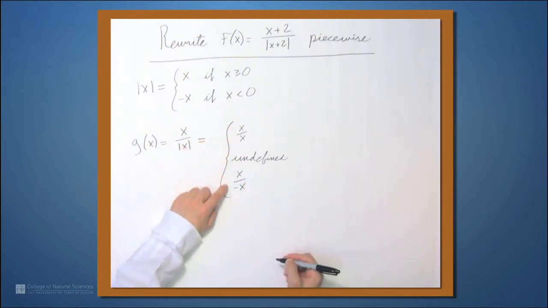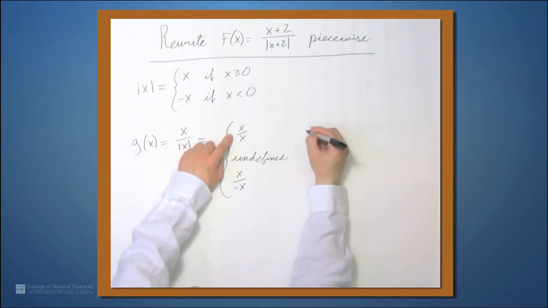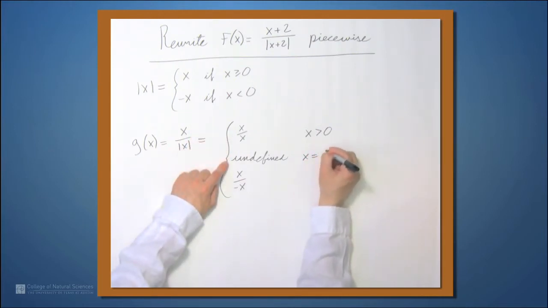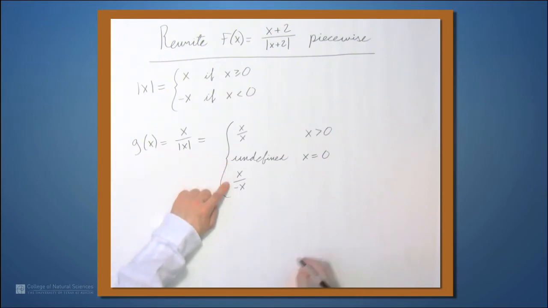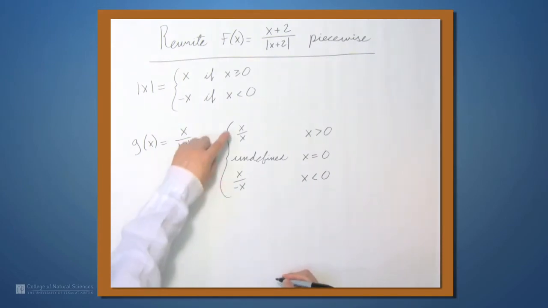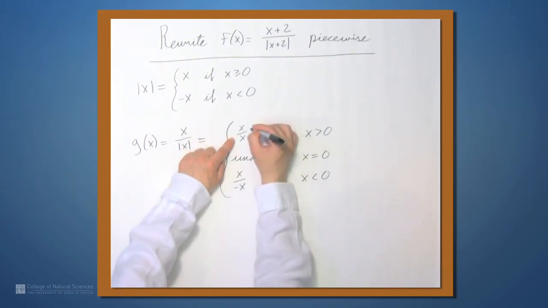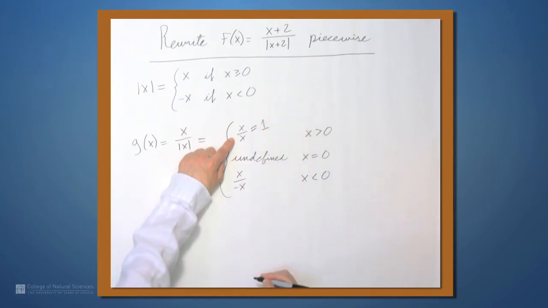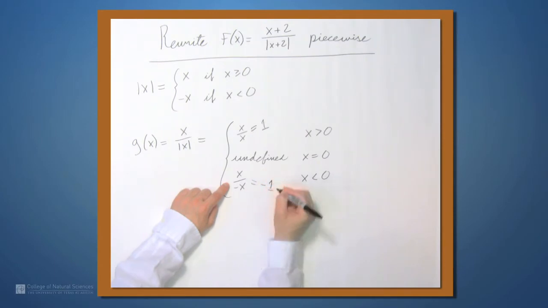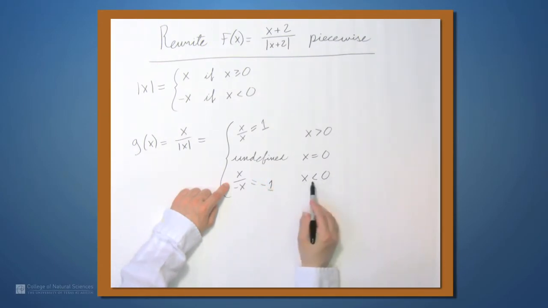So I wrote down the three values of this function, but I didn't write down the conditions. This first one was for positive x, right, x greater than 0. The second one was for x equals 0. And the third one is for x less than 0. Now it's worth noting that x over x is just 1, as long as x is not 0. But this first condition is just for positive x. Here, x over negative x is negative 1. Right? As long as x isn't 0, and it's not, right?